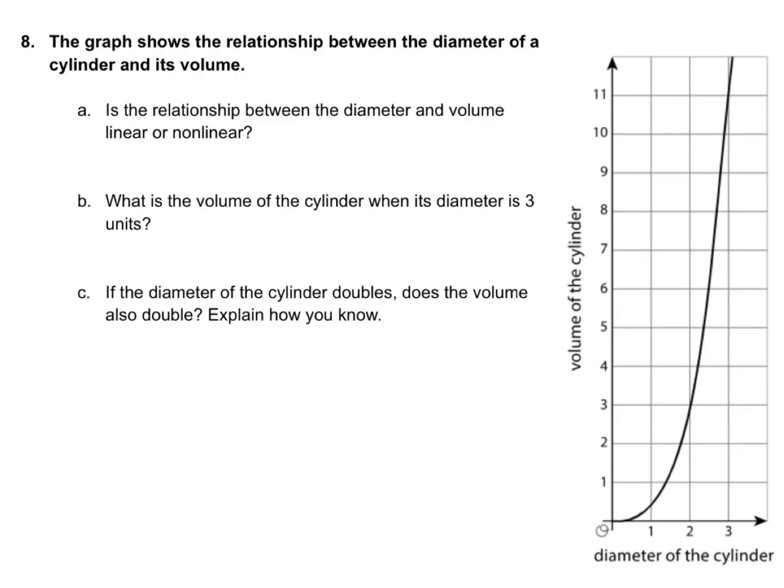For number 8, we're looking at this graph to look at the relationship between the diameter and the volume. The first question says, is the relationship between the diameter and volume linear or nonlinear? Well, it curves. So if it shows a curve, then it's non-linear. Linear would show a straight line.